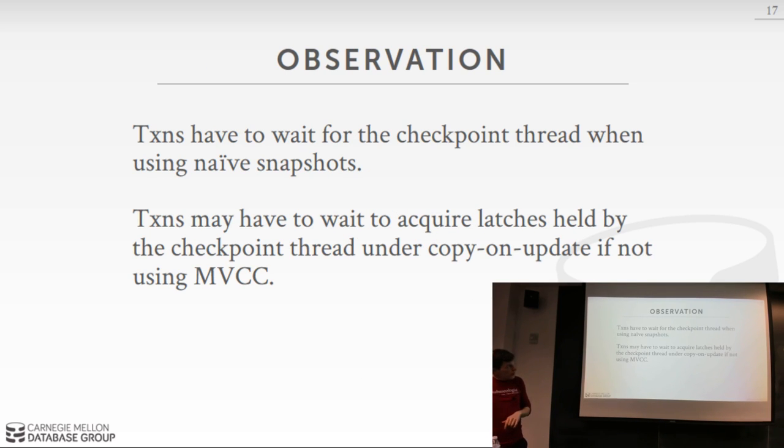Okay, so what are some of the issues we have with these approaches? Well, in the case of snapshots, transactions may have to wait for the checkpoint thread to complete before we can actually start running. The naive checkpoint is literally just lock the entire table, copy it out, write it out, and let everyone else keep running after you're done. So that's bad. And in the case of copy-on-update, depending on what concurrency control scheme we're doing, we may have to acquire latches in order to read something, but the checkpoint thread is going to acquire those latches too, so we would get blocked on that.